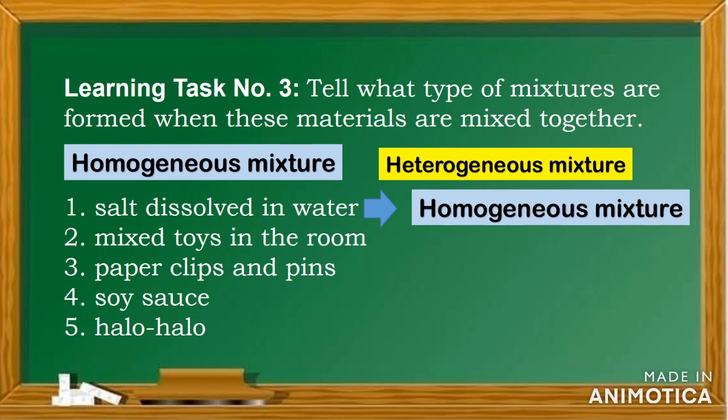Mixed toys in the room. So what type of mixture is that? Number 3, paper clips and pins. Then number 4, soy sauce. Then number 5, halo-halo. You can choose your answer between homogeneous mixture or heterogeneous mixture. Okay, enjoy answering learning task number 3.